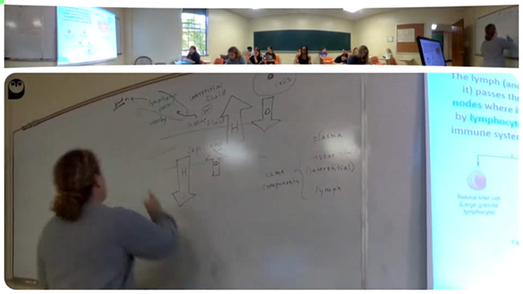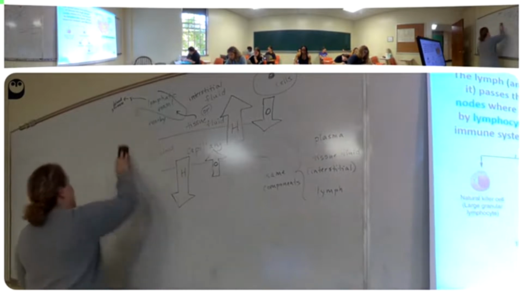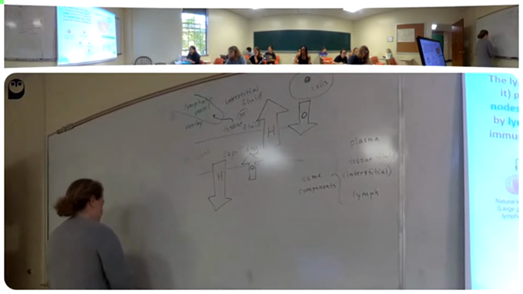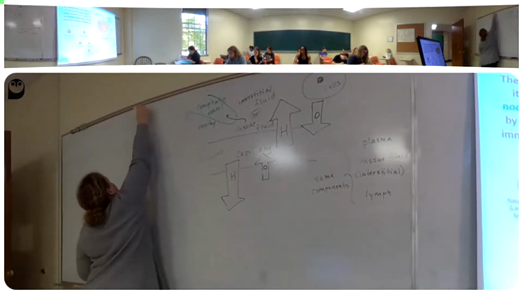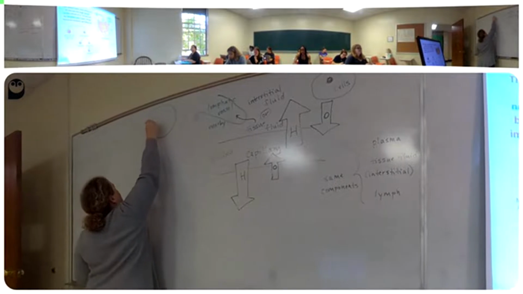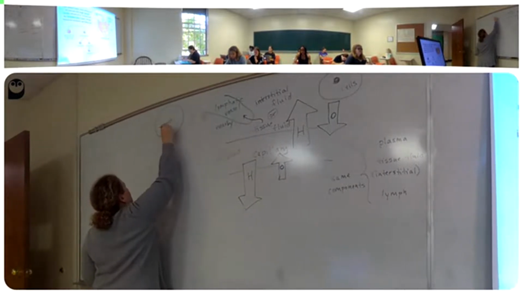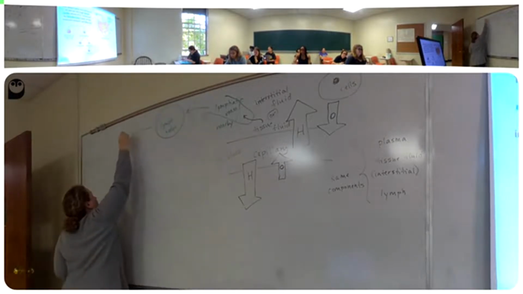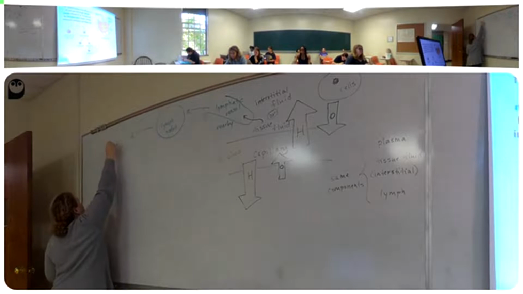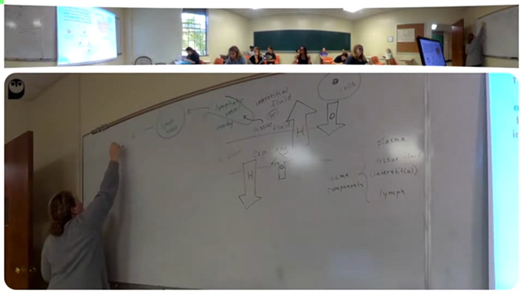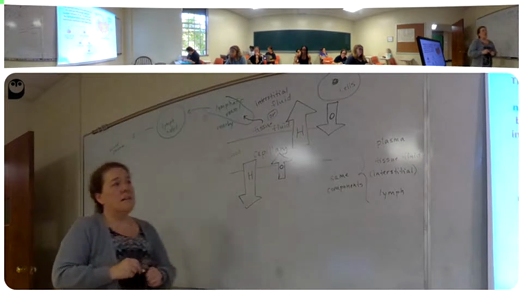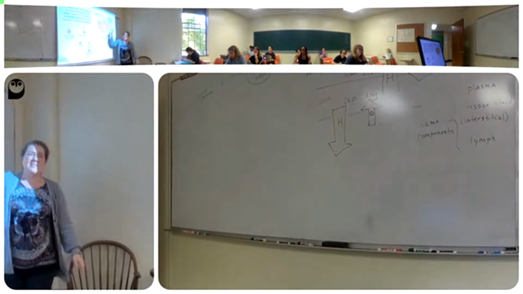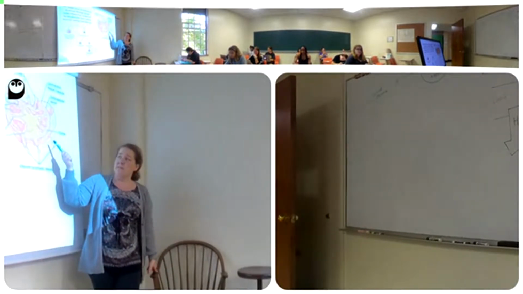So as the lymphatic vessels are on their way to connect to the bloodstream, they are going to pass through these stations called lymph nodes, then make it eventually back to the bloodstream. And this is a picture of a lymph node and the different regions and so on. You don't have to know the regions for this class.